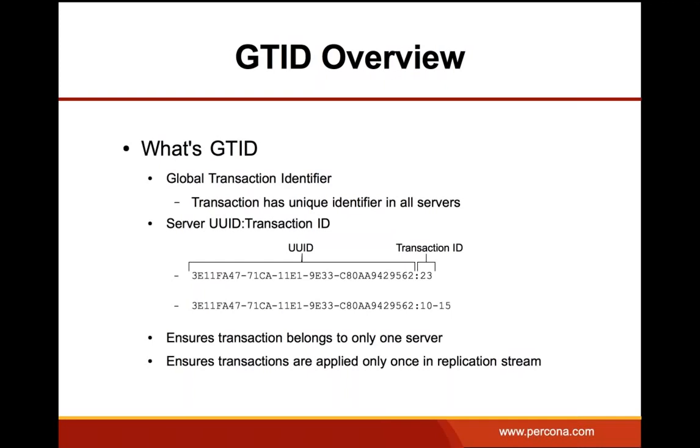This has some advantages. It ensures that transactions belong to only one server, so we cannot find the same GTID in different servers. Also, it ensures that transactions are applied only once in a replication stream. With some odd environments like having master-master with active datasets, we can avoid what is called circular replication, or in other words, a command going to a different server and coming back to the first server and running again. Also, GTID allows us to easily promote slaves to become master, which without GTID can be a bit hard.